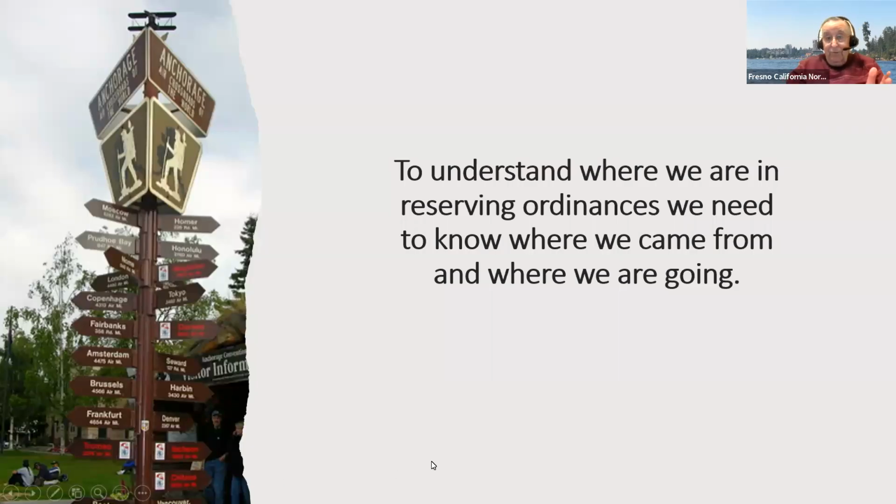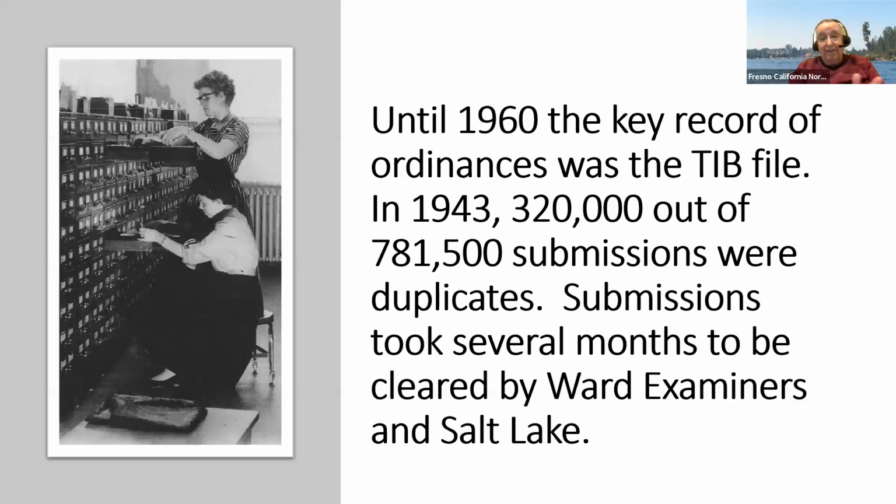the first thing we need to realize is that to understand where we are in this reservation ordinances system, we need to know where we came from and where we're headed. That's a nice sign in Anchorage, Alaska, that shows distances to everywhere under the sun, from Frankfurt to Brussels to Honolulu to Moscow, because it's like being from the North Pole. Okay, where we came from.